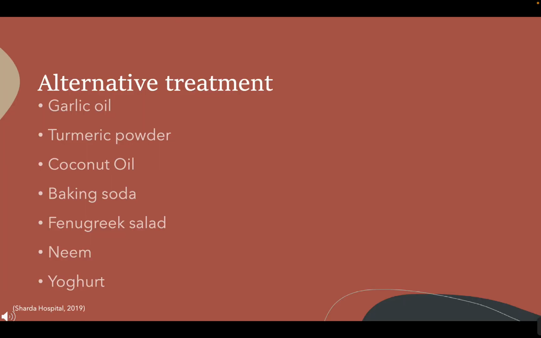There are natural remedies that can help treat cellulitis. For example, garlic oil, turmeric powder, coconut oil, baking soda, even yogurt. Garlic oil, for instance, has antibacterial properties that help reduce the redness and the tenderness of cellulitis, and it could actually even completely treat it.